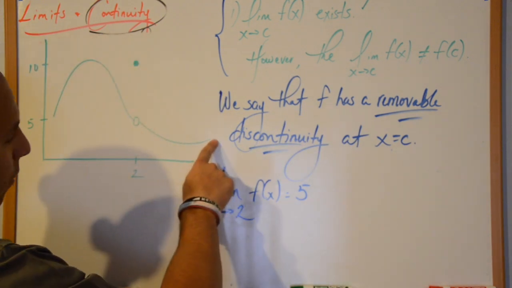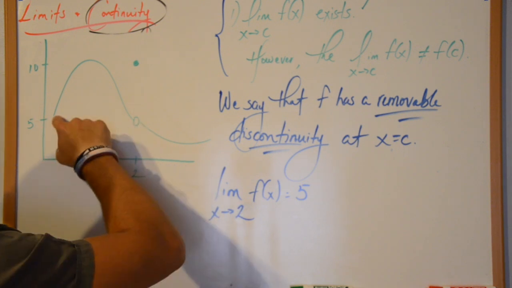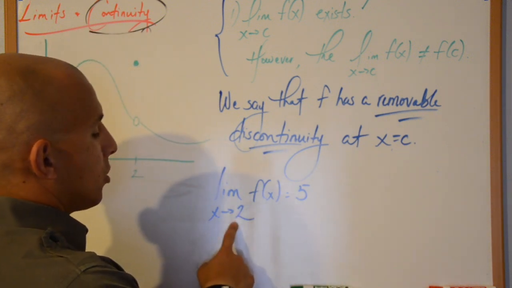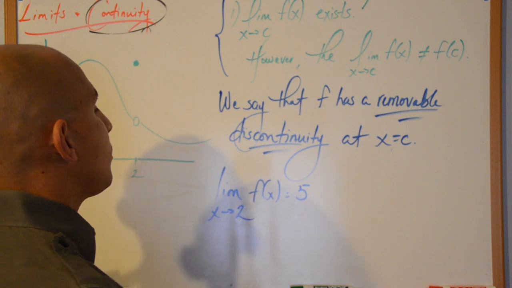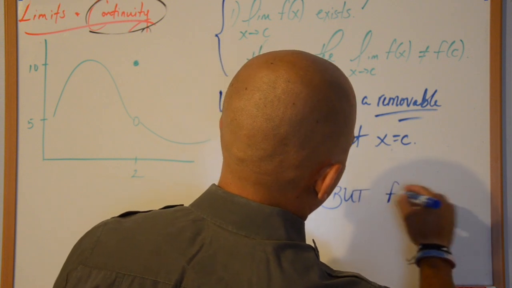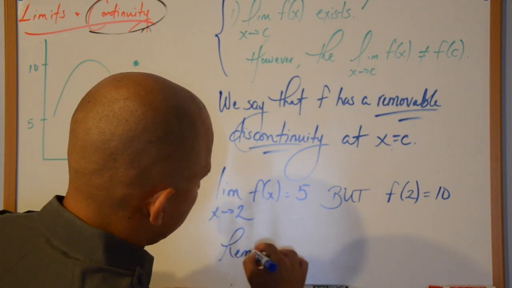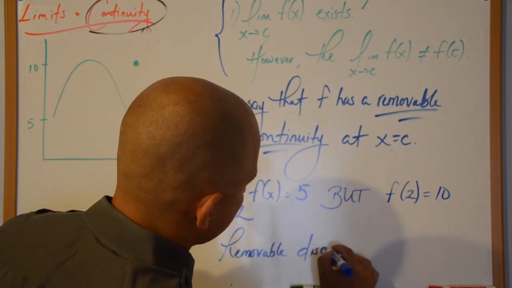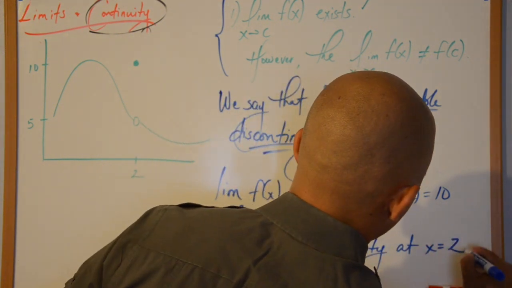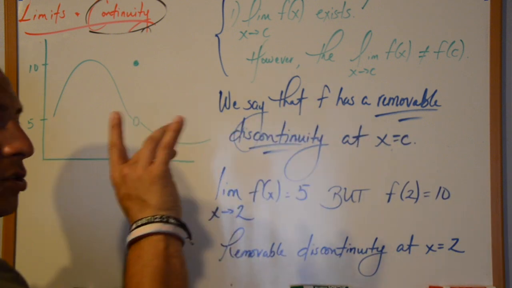How do I know it's 5? If I were Ant-Man or the Wasp walking along this function, I'm steadily approaching 5, and from the left-hand side as well. So when we have the left-hand and the right-hand side equal to each other, the limit at that particular value exists. So as a conclusion, removable discontinuity at x equals 2. Okay, so that's scenario 1.